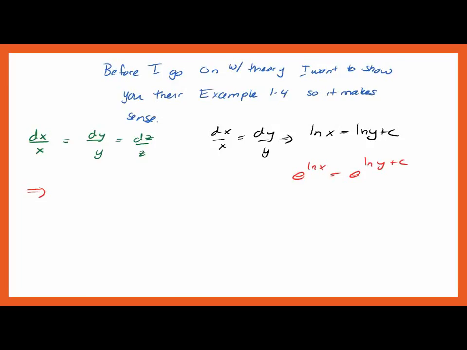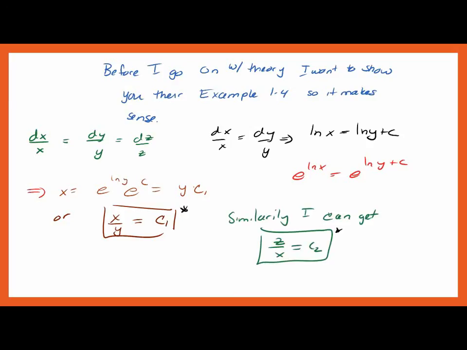So if I set these two equal to each other, I'll get natural log: the integral of 1 over x is natural log x, and the integral of 1 over y is natural log y, and I'll get e to the natural log x is e to the natural log y plus c, and x is equal to y times c1, and what I get from that is x divided by y turns out to be a constant. And I don't have to go through the work again. You can do the same analysis and show that z over x gives you another constant, c2.